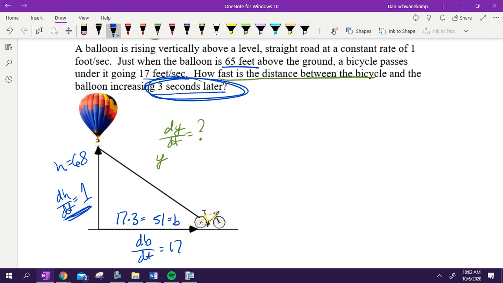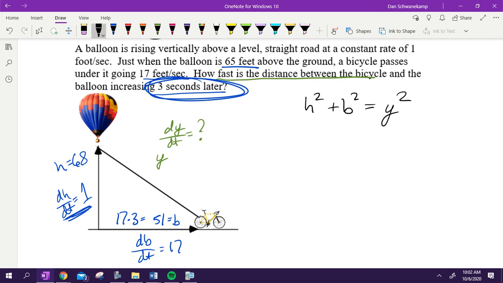I've got a right triangle here. I've got two sides of a right triangle. I'm trying to find the third side of a right triangle. What formula do we know that's going to relate three sides of a triangle? Pythagorean theorem. So for us, we're going to say h squared plus b squared equals y squared. That's all right. h squared plus b squared is y squared.